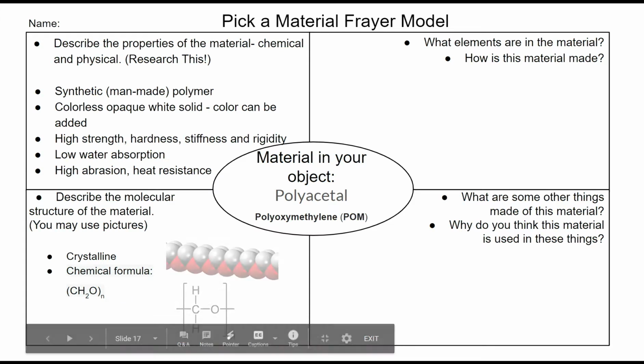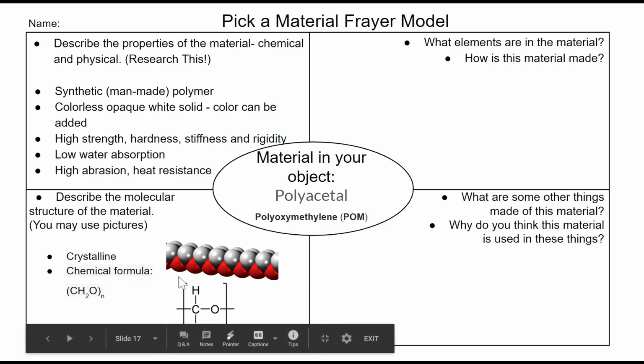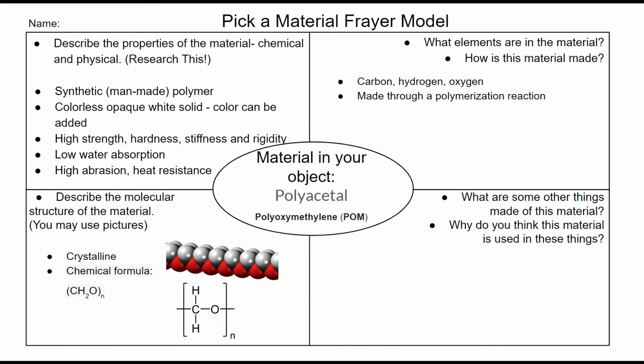Now, as for some pictures, it said it was crystalline. So if we think of a crystal, it's got a really organized, tight structure to it. And these were the pictures that I found. So see this crystalline, tightly, neatly organized structure, but it still looks very much like a polymer. And then down here, we see that CH, those are two H's, sorry, it's blocked right there, and that oxygen. That N means that this monomer subunit can be repeated over and over and over again. That's what makes it a polymer.